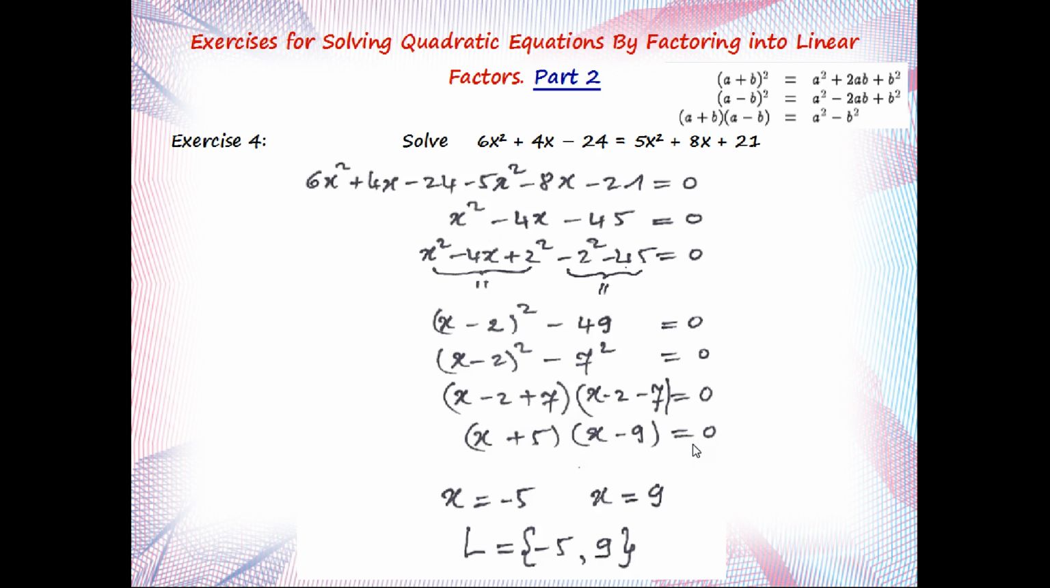Set each factor equal to 0, and then solve each factor. So, the equation has two solutions, minus 5 and 9. The solution set is this one.